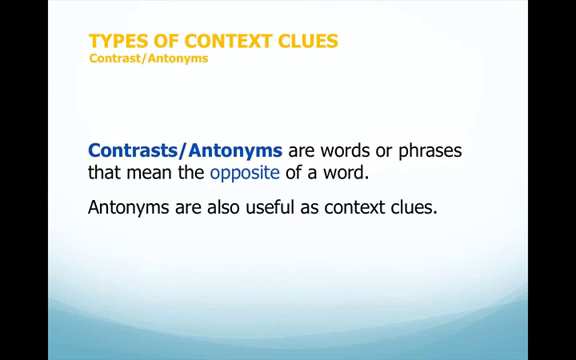The next type of context clue we're going to look at is a contrast or antonym clue. Now this works similarly to a synonym clue, but instead of using a word or phrase that is similar or the same as the word you are trying to understand, the writer will use a word or phrase that means the opposite of the word.